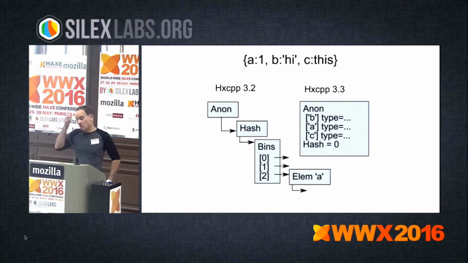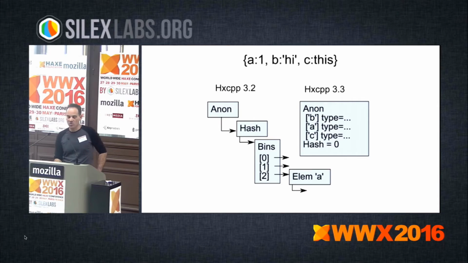Similarly for an anonymous structure here, you declare an anonymous structure with three fields. A is an int, B is a string, C is some kind of object. In 3.2, this would be represented by the anon class, which has a hash object, which in turn becomes an allocation. It has an array, which is a bunch of bins, so that's an allocation. Each one of those bins points to a linked list of elements, each of which is an allocation. And they themselves may require boxing if the array is not homogeneous, as it isn't in this case.